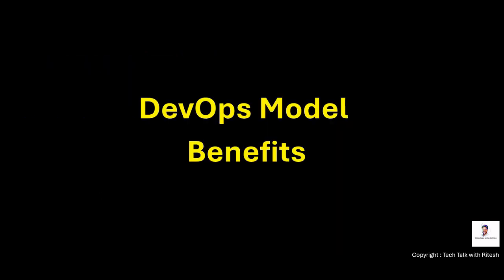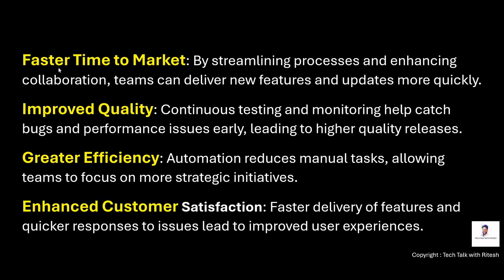Now let's see a few benefits of DevOps model. So first benefit is of course faster time to market. By streamlining processes and enhancing collaboration, teams can deliver new features and updates more quickly. Improved quality. Continuous testing and monitoring help catch bugs and performance issues early, leading to higher quality releases. Greater efficiency. Automation reduces manual tasks, allowing teams to focus on more strategic initiatives.